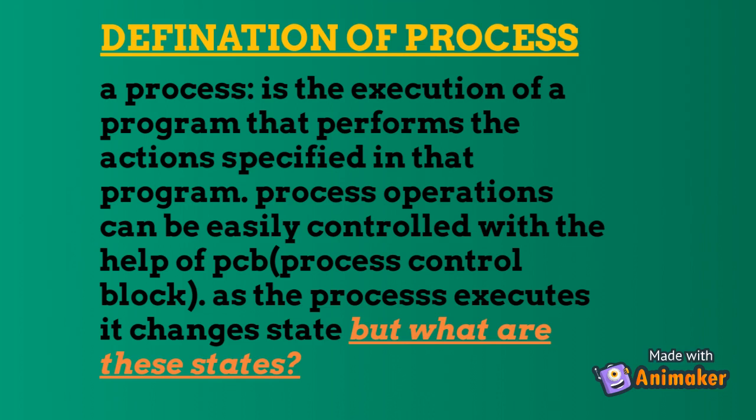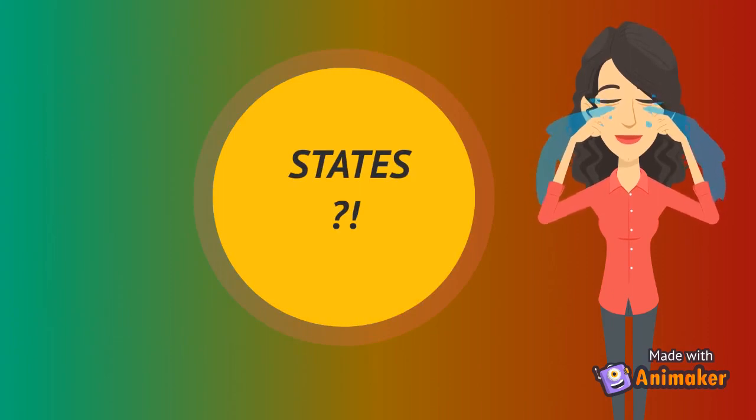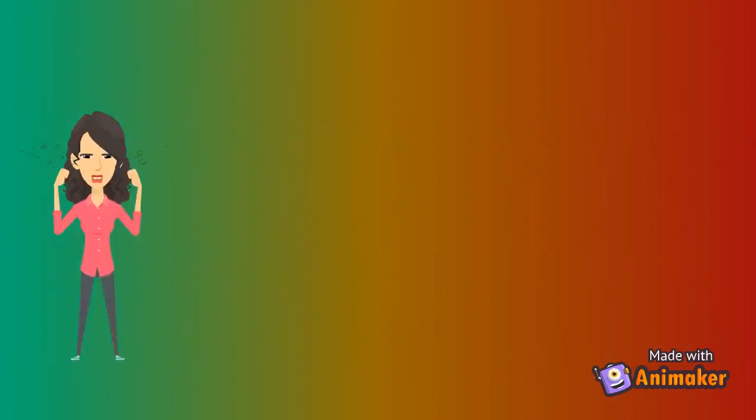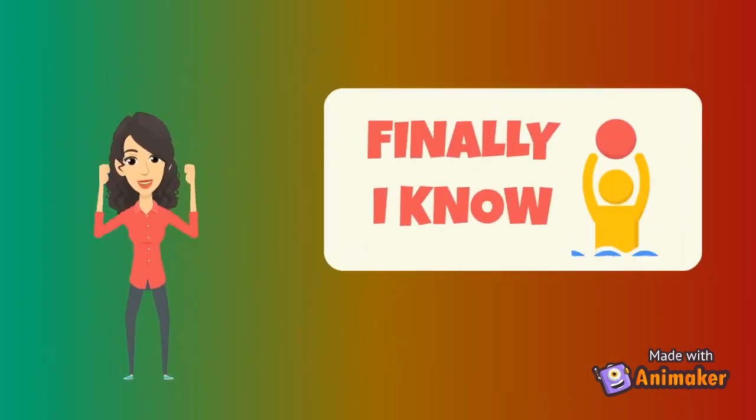A process is the execution of a program that performs the actions specified in that program. Process operations can be easily controlled with the help of the PCB, process control block. As the process executes, it changes state. But what are these states? Finally I know.